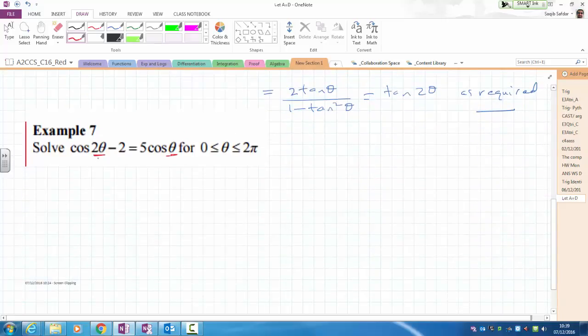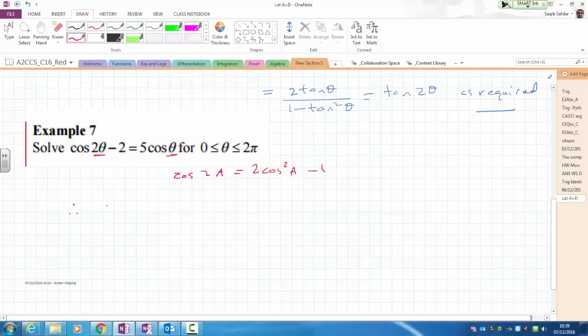So for the cos 2 theta, which one should we pick out of the 3? Cos and sine, sine only, or cos only? Cos only, right? Because we've got cos on the right hand side. So let's write the identity first. Cos 2a equals 2 cos squared a take away 1.